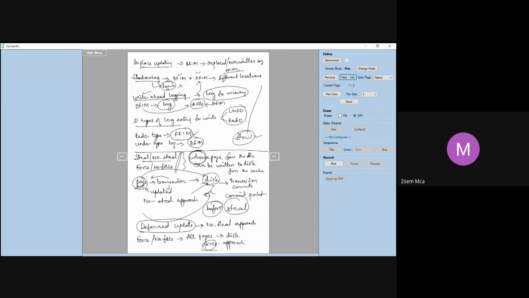These are the four different terminologies you should know: steal, no steal, force, and no force. A typical database system will generally use a steal and no force approach. Steal means it will keep updating the database even before the final commit happens. No force means not all pages will get immediately updated. Generally, this is the method followed in most typical DBMS approaches.